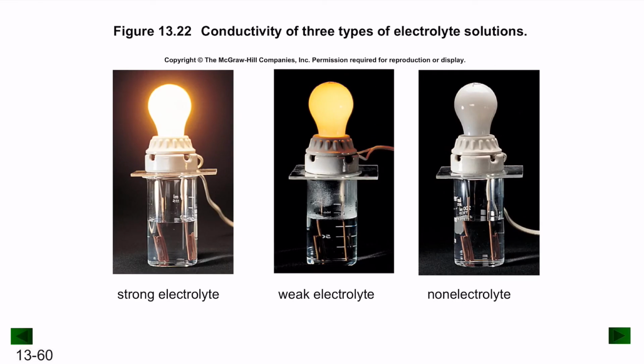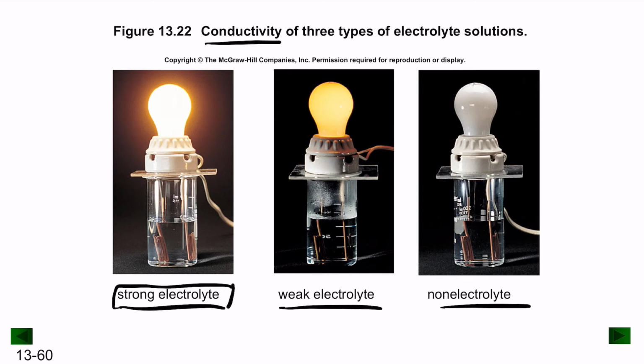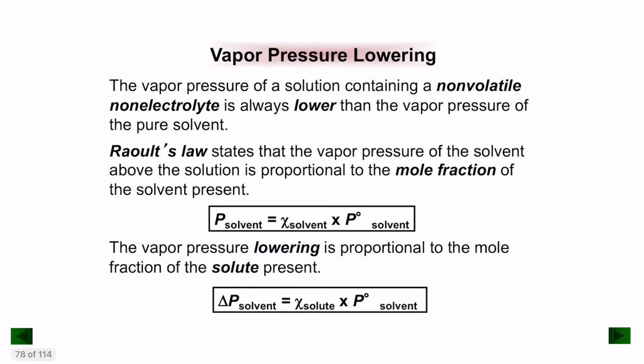So let's talk about electrolytes. There are three types of electrolytes: strong electrolyte, weak electrolyte, and non-electrolyte. Electrolytic solutions are really good conductors, which means that they can pass electricity through them. A strong electrolyte passes 100%. A weak electrolyte passes partially, while a non-electrolyte is an insulator, which does not pass anything through it.